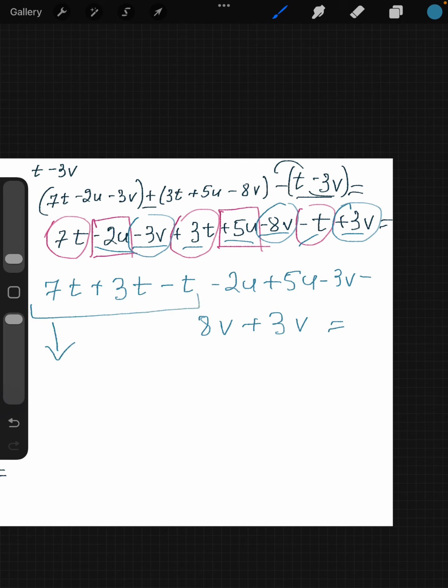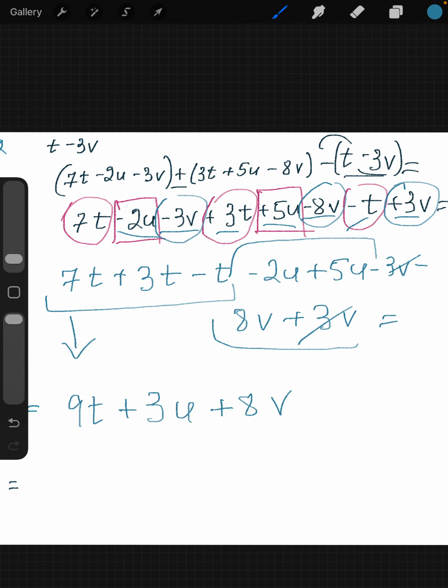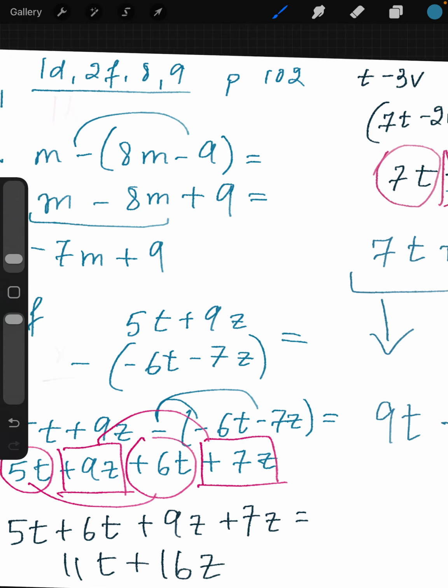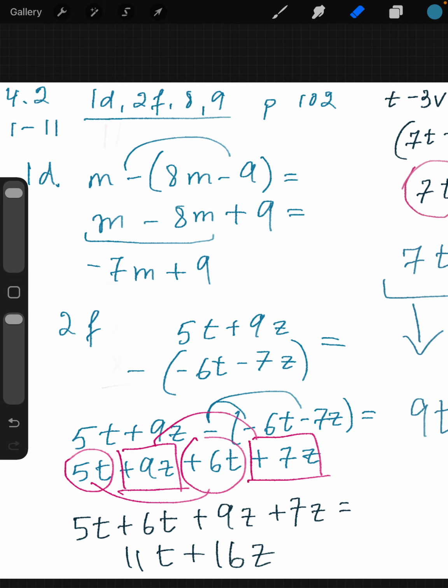This becomes 10 minus t, so 9t. All right. This one becomes plus 3u. And this one becomes 8v, right? Because you can probably see that the 3v's can be canceled out. And that's our expression, guys. That's the answer to this problem here. All right, so finally I wanted to go over problem number 9.